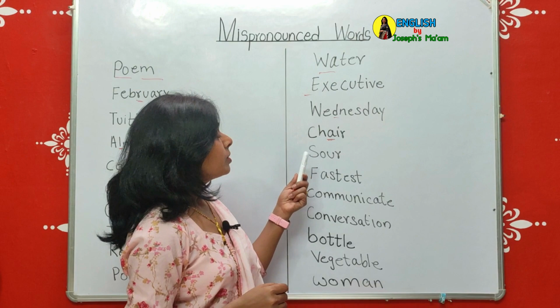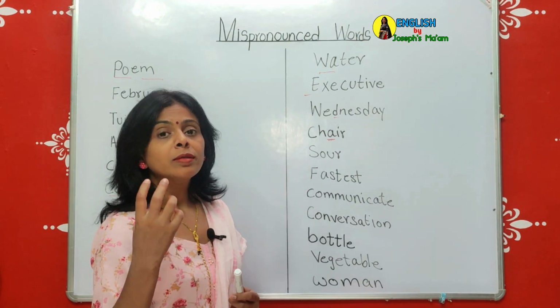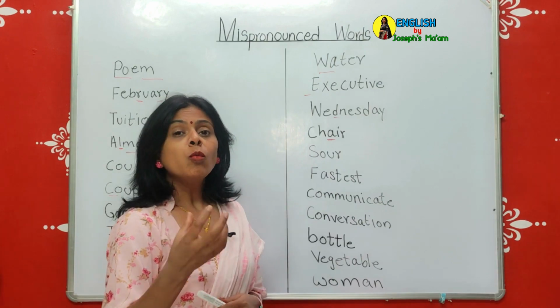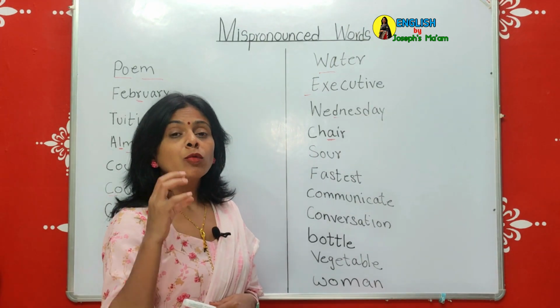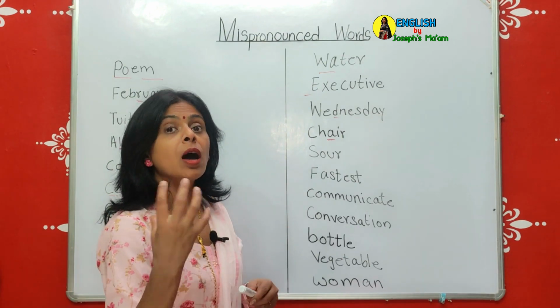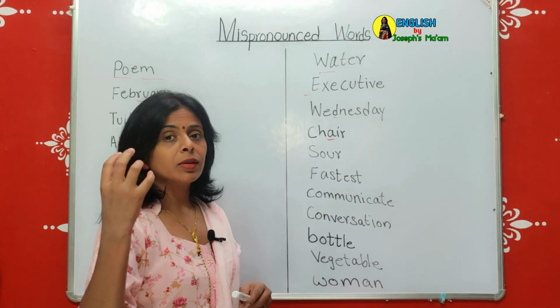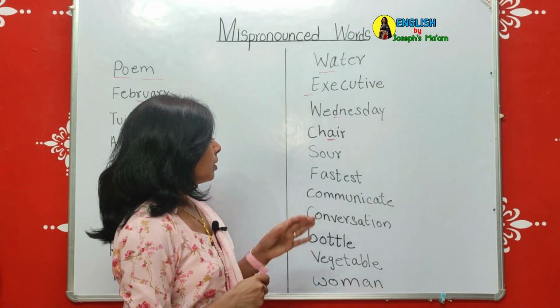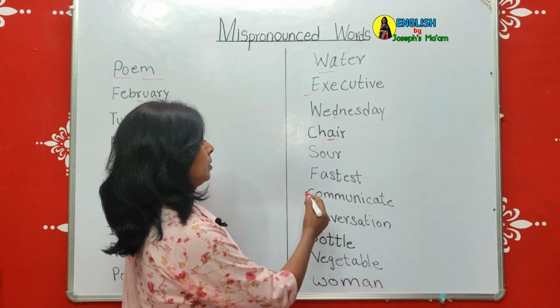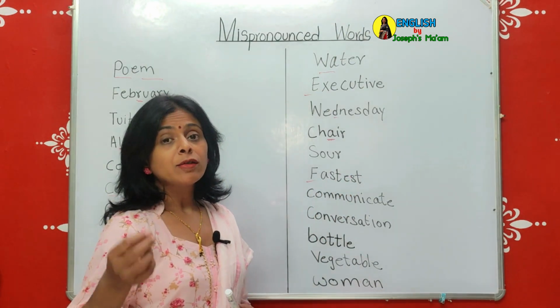Next, it is sour. Sour means what? The soup was very sour. It is like khatta; we call it sour. The tomatoes are very sour. Now, the lion is the fastest.